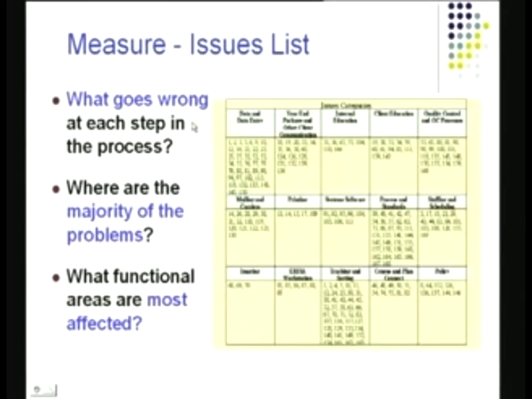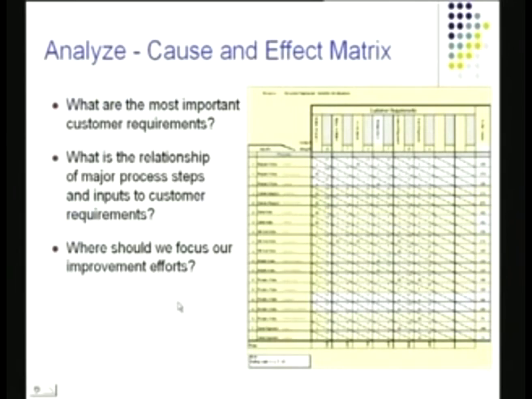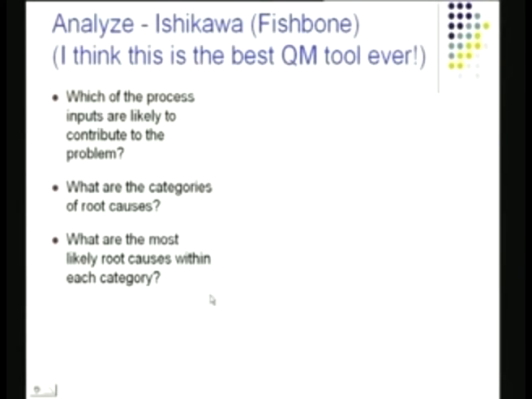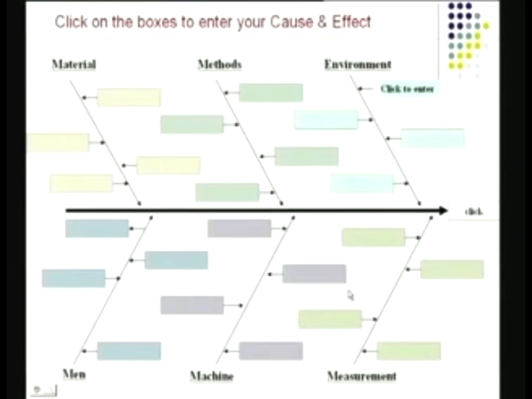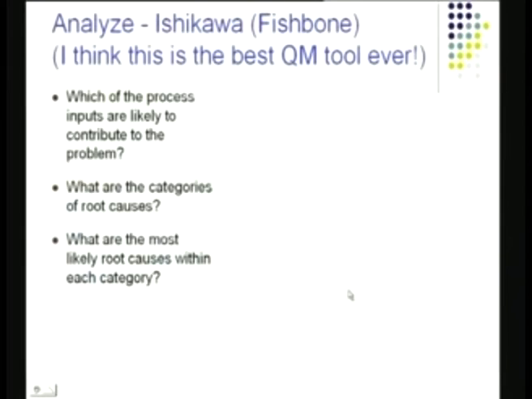The measurement system would really look for what goes wrong at each step of the process. This is very important. But these are some of the things that you might have logbooks to look into, for you to be able to see what the majority of the problems are. This could be done by Pareto analysis: what functional areas are most affected? These are the ones that will probably have a lot of work piling up because quality is not moving very well. Then the cause and effect matrix, and this of course leads to our cause and effect diagram, the Ishikawa diagram. This is a very, very important tool.